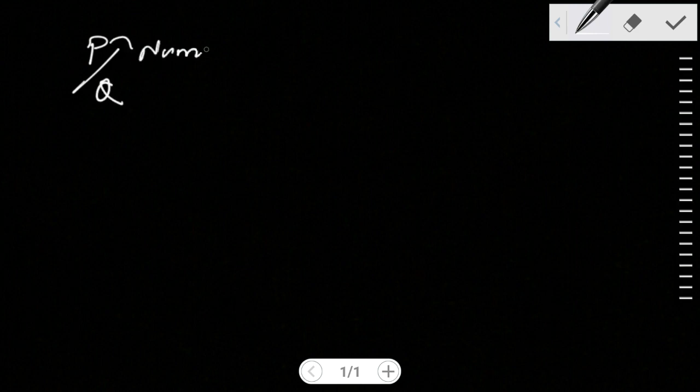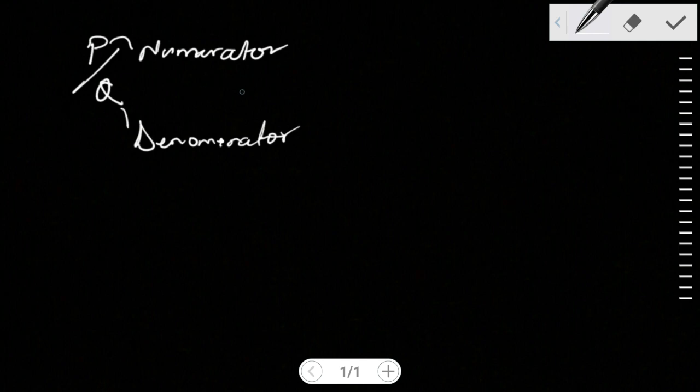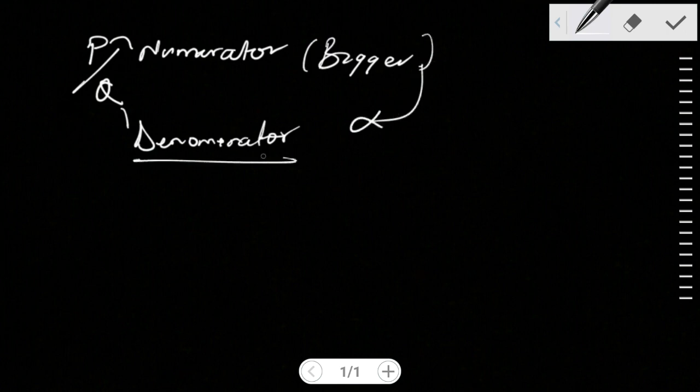Therefore, if I have, for example, P all over Q, you find that this is the numerator and this is the denominator. Out of that, this one is always bigger compared to this, so the denominator is smaller than the numerator. We refer to this as an improper fraction.